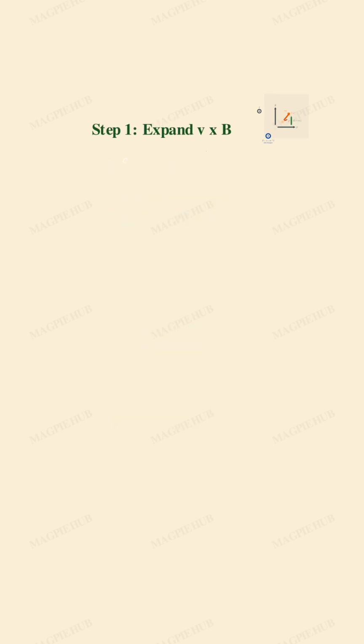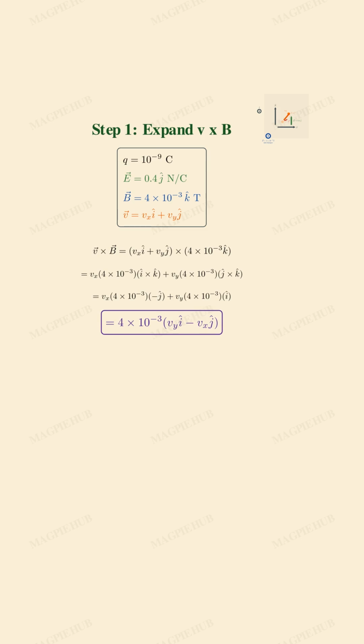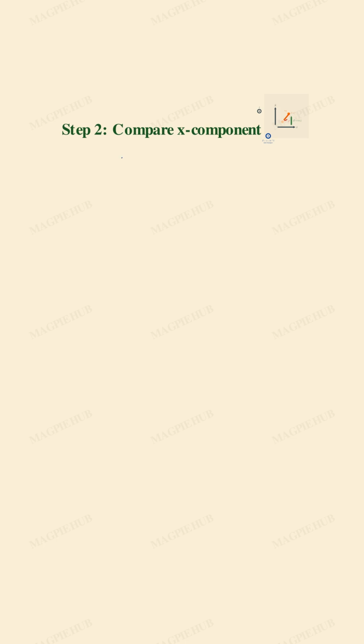Step 1. Let's expand the cross product v cross B given the charge q equals 10 to the minus 9 coulomb, E field equals 0.4 j hat, B field equals 4 times 10 to the minus 3 k hat, and velocity v equals Vx i hat plus Vy j hat. Computing v cross B, we distribute the cross product. Using i hat cross k hat equals minus j hat, and j hat cross k hat equals i hat, we get v cross B equals 4 times 10 to the minus 3 times the quantity Vy i hat minus Vx j hat. Step 2. The total force is q times E plus v cross B. Expanding, we separate into i hat and j hat components.